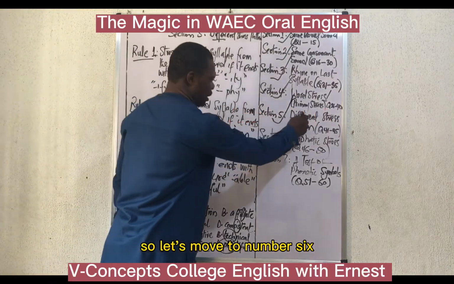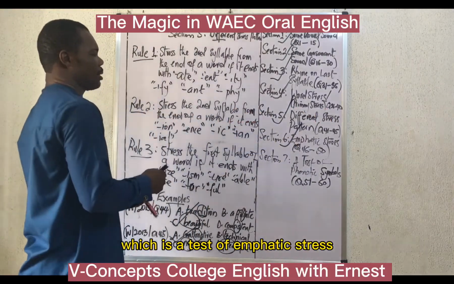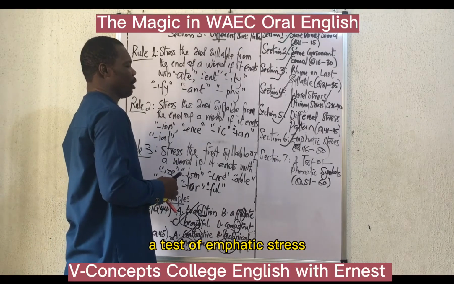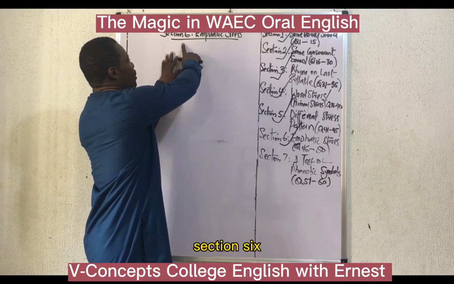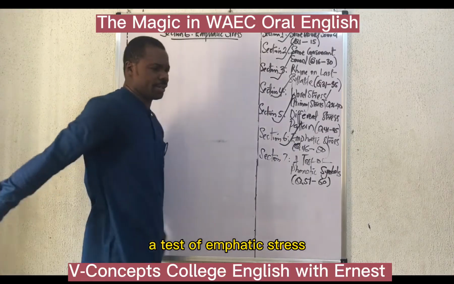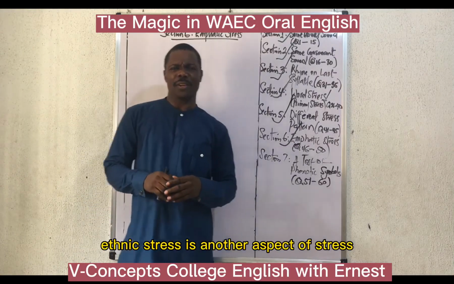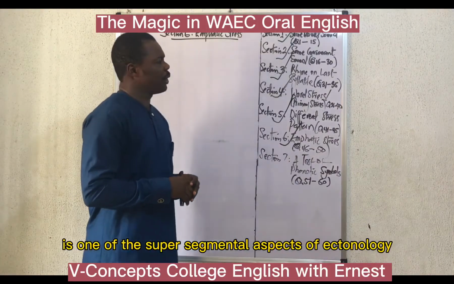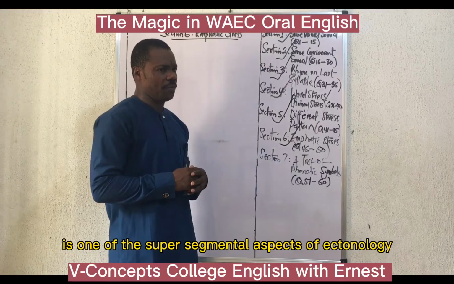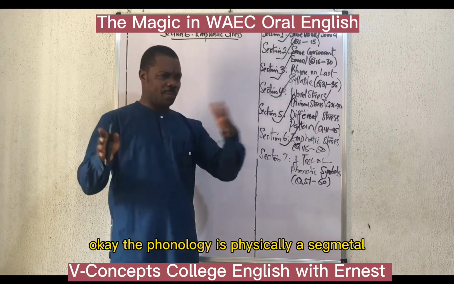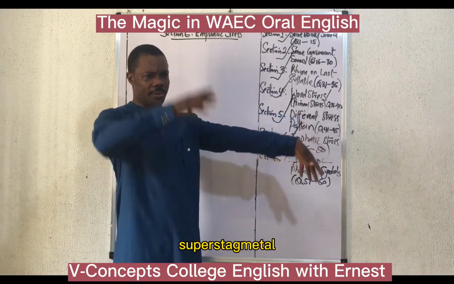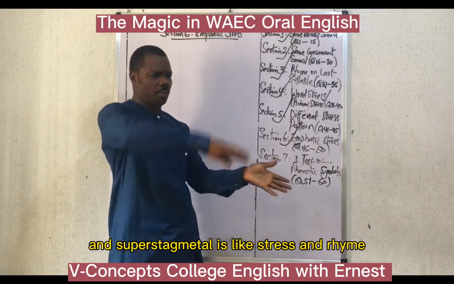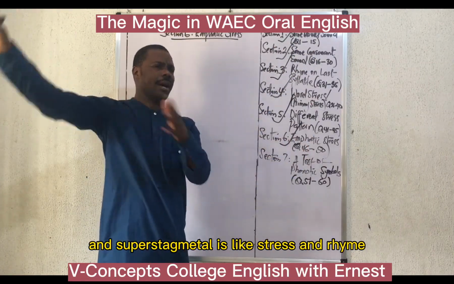So let's move to number 6, which is a test of emphatic stress. Section 6, a test of emphatic stress. Emphatic stress is another aspect of stress in oral English. It's one of the suprasegmental aspects of phonology. Okay, you know phonology is basically segmental and suprasegmental. The segmental section is the vowels and the consonants, and the suprasegmental are things like stress and rhyme.